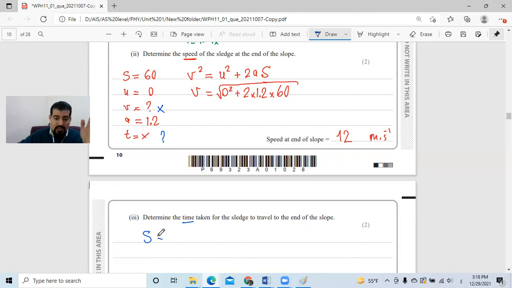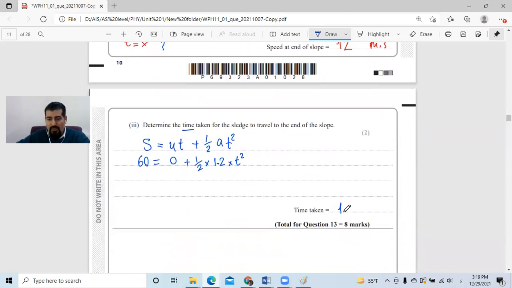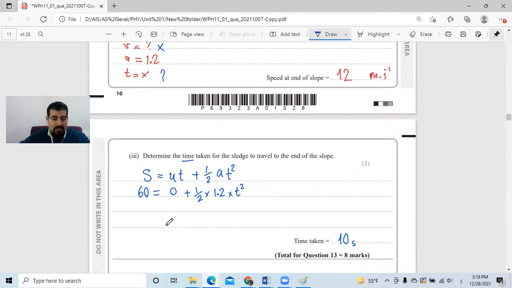So the distance or the displacement equals ut plus half at squared. So the displacement, which is 60, equals 0 plus half multiplied by the acceleration that we just found, 1.2, multiplied by the time squared, and we need to find the time. By using calculator, it will be 10 seconds. So t equals the square root of 2 times 60 divided by 1.2. Yes, two significant figures, it's 10 seconds.